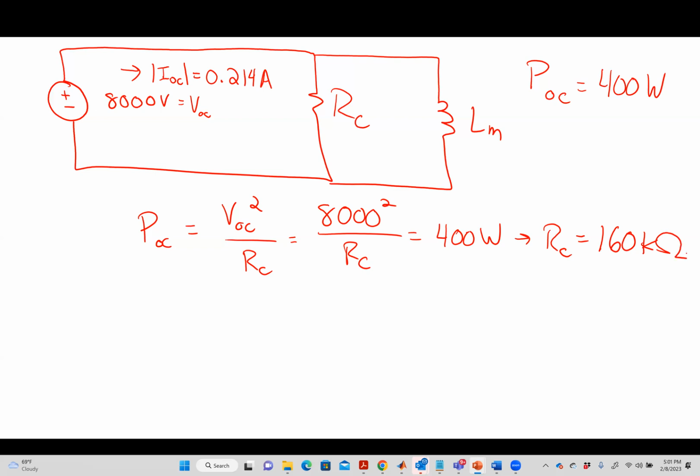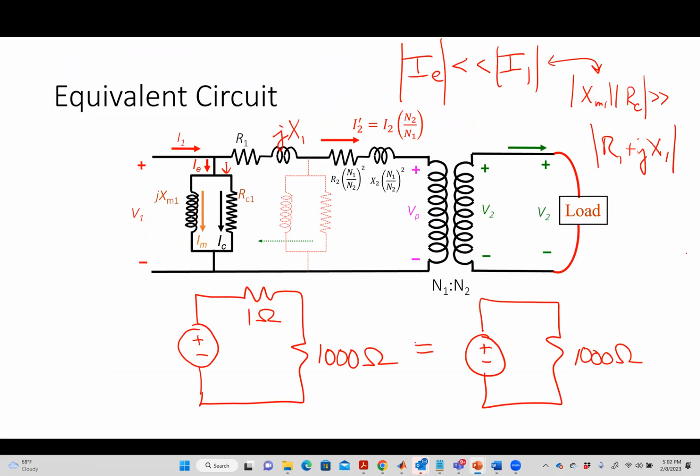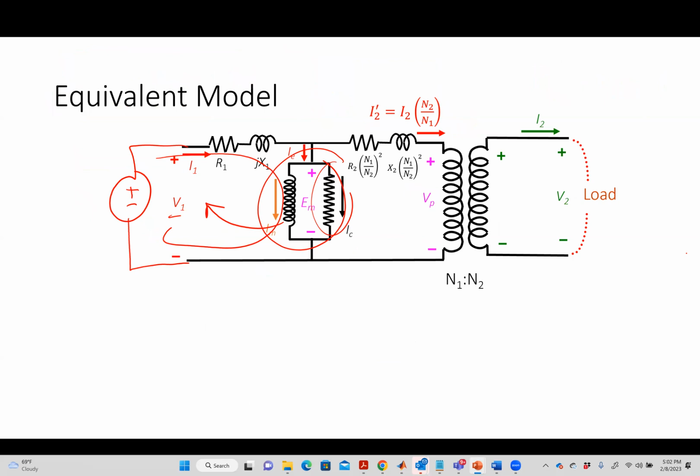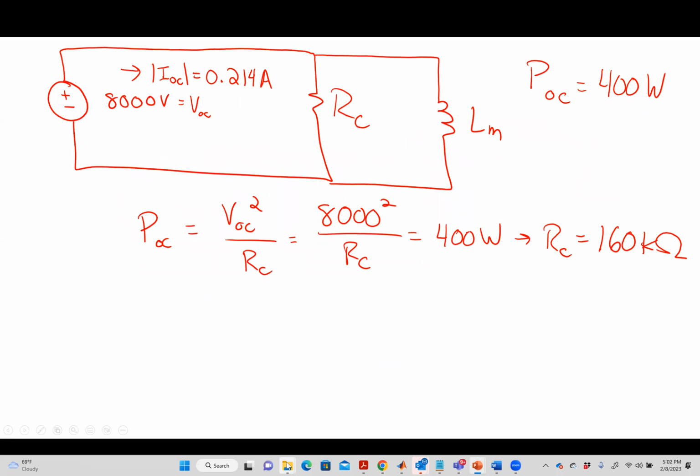Okay, what was it that we said was going to happen? We said that for a real device, this guy here was going to have a really big impedance so that the current going through it was going to be pretty small. And that's kind of what's happening. The current that I have here in this setup, 0.214 amps, is pretty small.